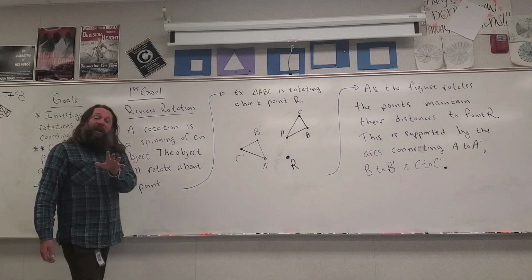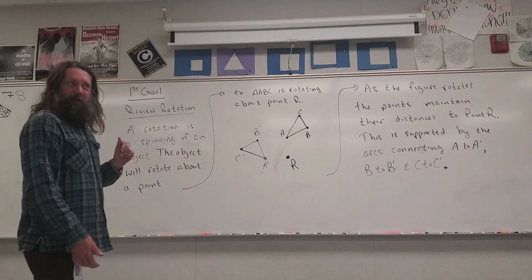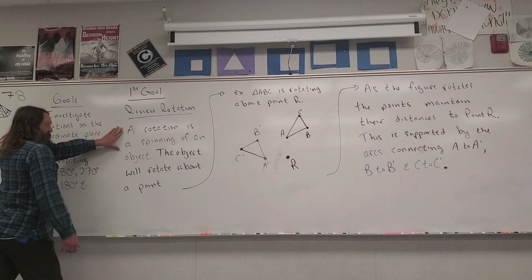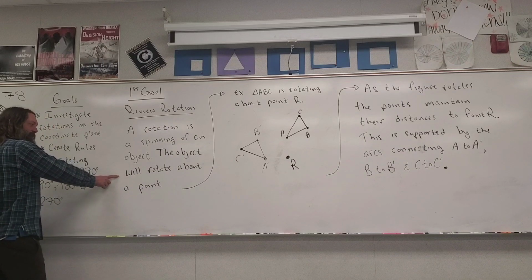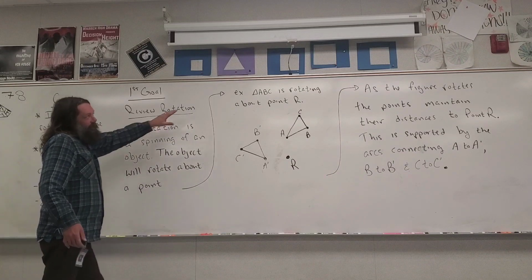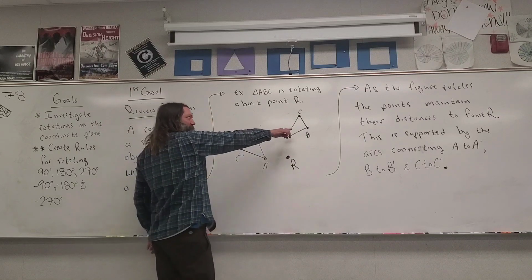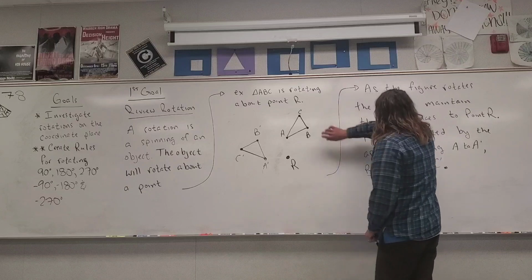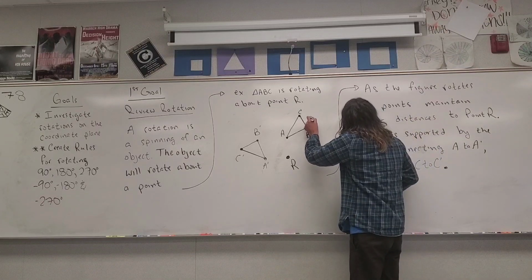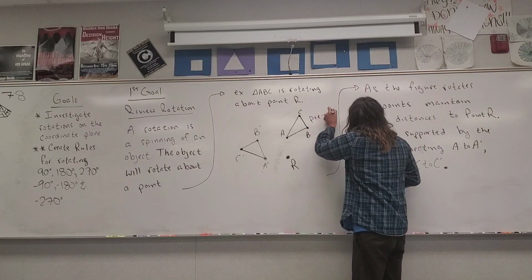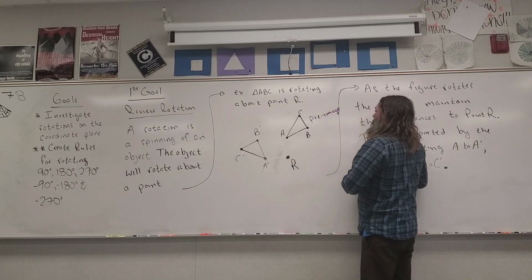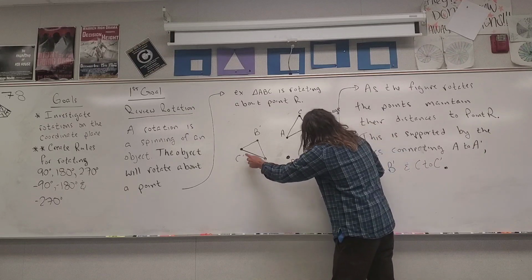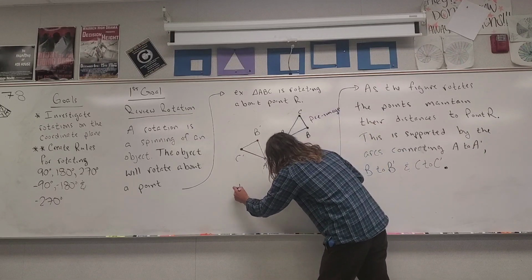Now I don't have a coordinate plane yet, but I just want to review a little bit of rotations. A rotation is the spinning of an object. The object will rotate about a point. Here's an example. Triangle ABC is going to be rotating about point R. I know that this is my pre-image because there's no prime mark. And I know that it spins to get to here, which is my image, because I have the prime marks, right?